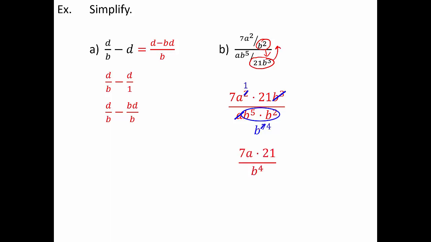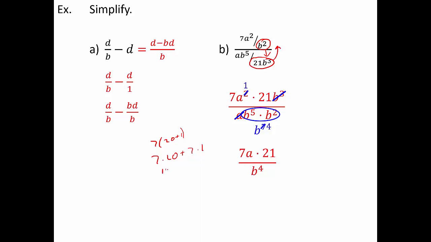Looking at what we've got left, I've essentially got 7a times 21 over b to the 4th. No other common factors between the numerator and the denominator, so let's go ahead and multiply the 7 by 21. Remember, you should not be using a calculator here. 7 times 21, you can do that a few different ways. In your head, you can think of it as 7 times 20 plus 7 times 1, which is really just a distribution of the statement 7 times 20 plus 1, or 7 times 21.